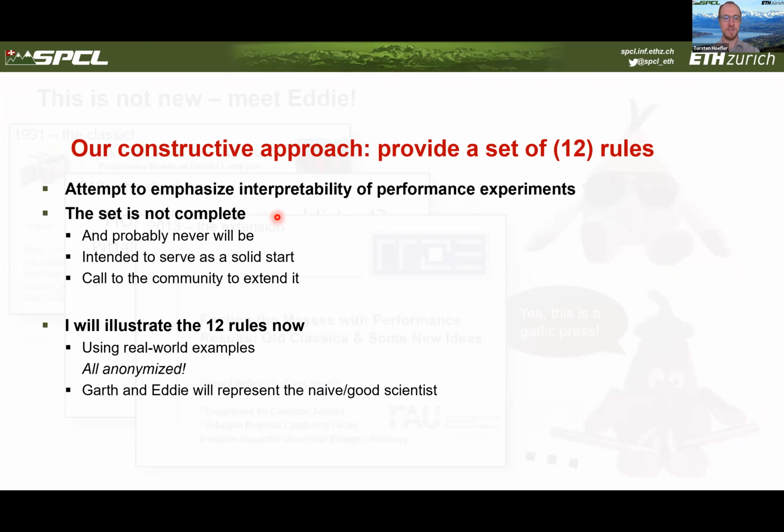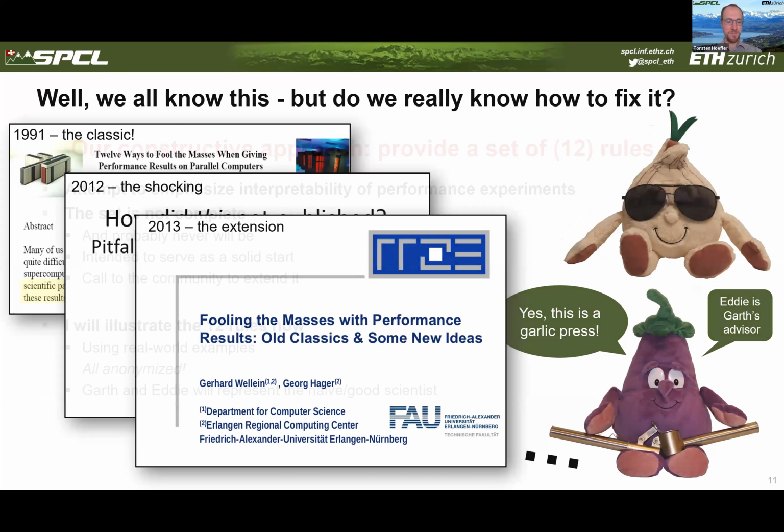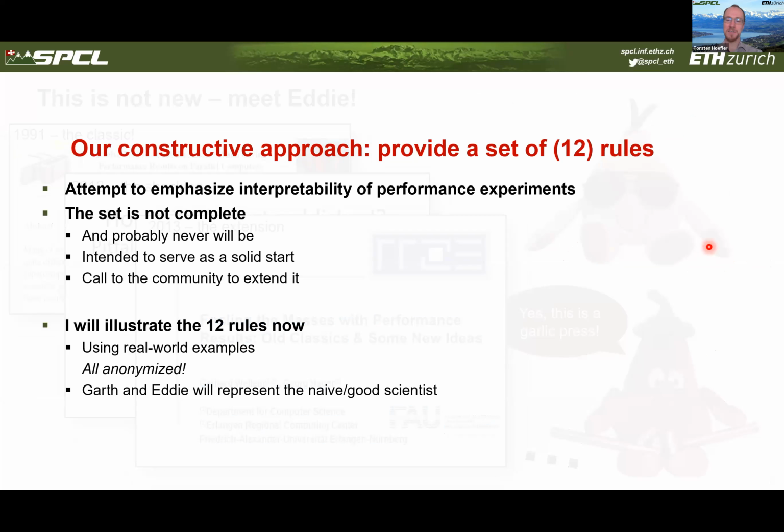Of course, this set of 12 is not complete, like any limited set in a complex field, but what I want to do is quickly illustrate these 12 rules now, and I want to use Garth and Eddie. By the way, Eddie is the advisor of the young student, the eggplant down here, that will basically ask the hard questions. And in case you're a professor, please take this and ask these hard questions to your student.